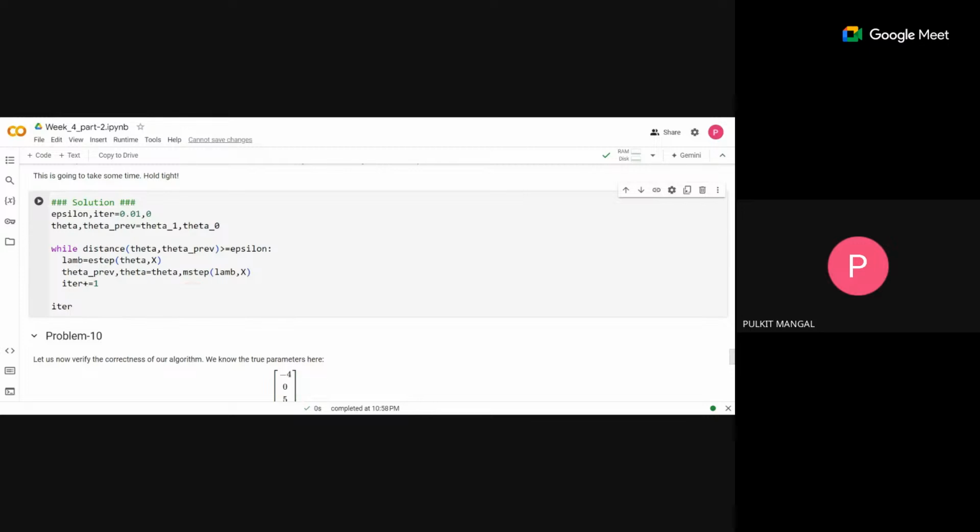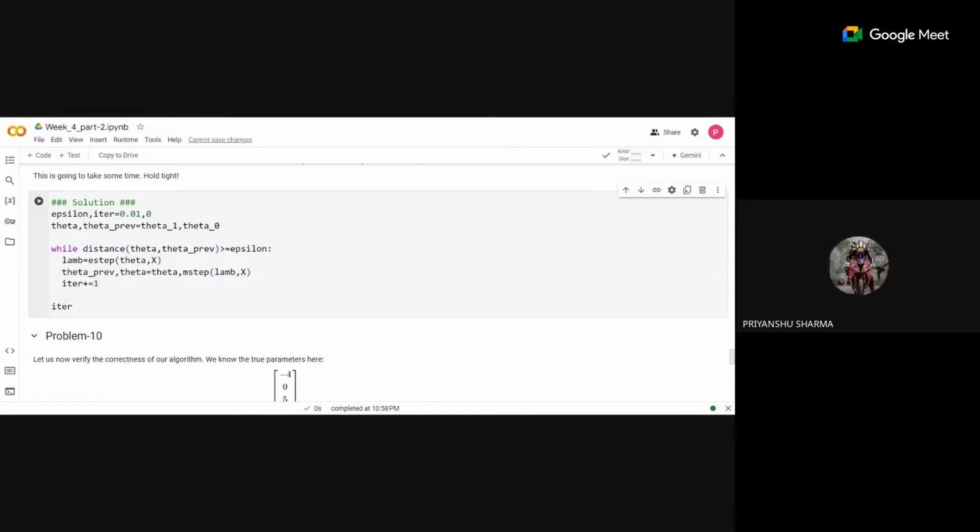Let's go over it again. First we have initialized epsilon to be 0.01 and iteration to be 0, and theta is theta naught, theta 1 is the new theta, and theta previous is theta naught. Until the distance between theta and theta previous is greater than or equal to epsilon, we perform each step, from which we get lambda, and based on this lambda we update the new theta. That would be the M step, and the previous theta is assigned the theta, and we increment the iteration and print it. Any doubt?